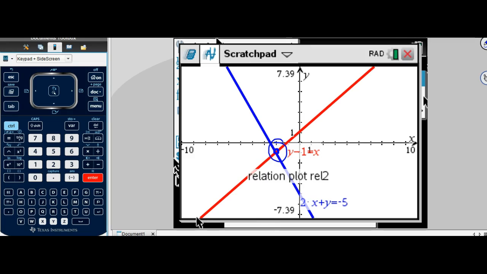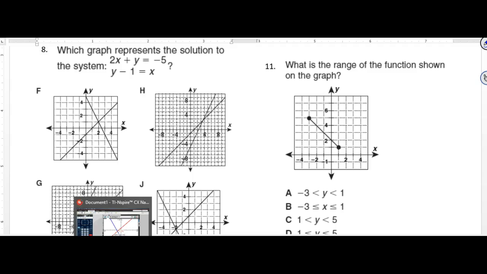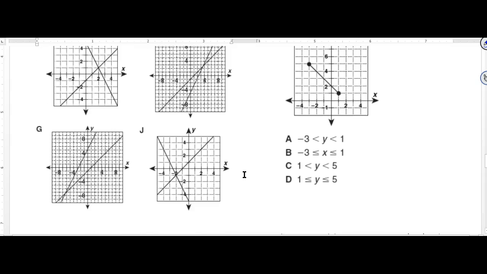So, go back and look at my answer choices. J looks to be a perfect match, and it has that same solution, -2, -1. So that's got to be our answer.